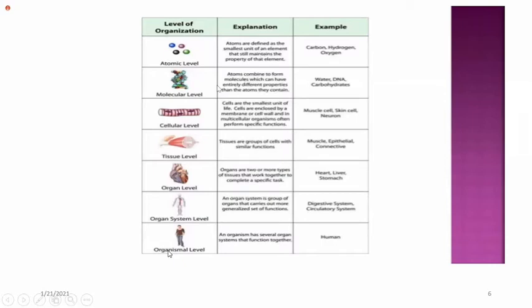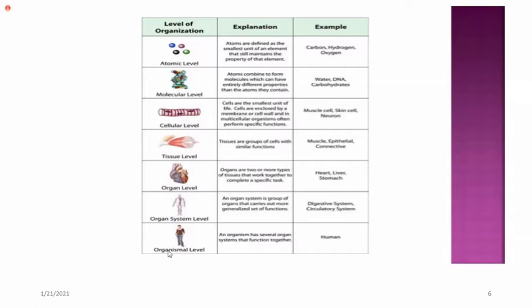The molecular level includes atoms combined to form molecules, which can have entirely different properties than the atoms they contain. So when combinations of different atoms come together, they exist at the molecular level, and that will have different functions than that of the basic element. Examples can be water, DNA, carbohydrates, etc.